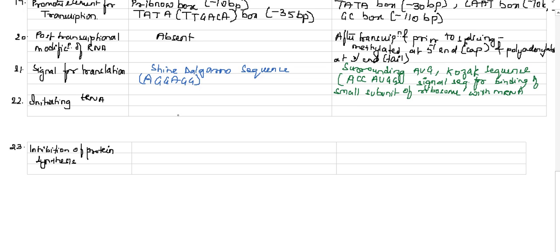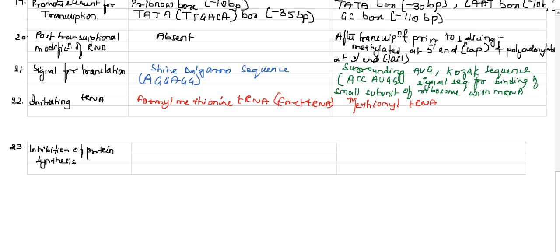Next is initiating tRNA. So initiating tRNA is what in case of prokaryote? It is F-met tRNA, which is formyl methionine tRNA. Also we write as F-met tRNA. Okay, formyl methionine tRNA. And in case of eukaryotes, it is simply methionine tRNA. Formyl group is not there.